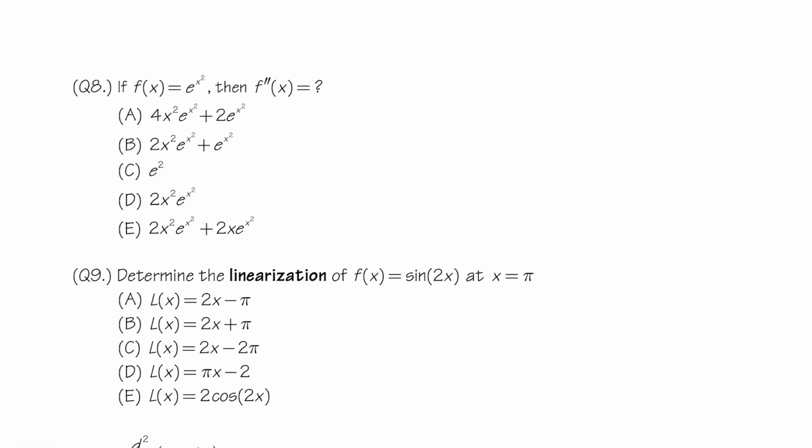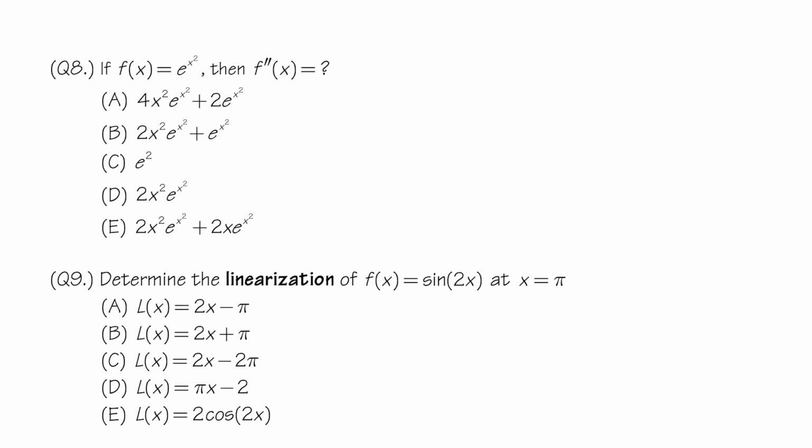Okay, number 8. We are going to find the second derivative of e to the x squared. So here we go. This is our function, and here is my first derivative. I'm going to just keep e to the whatever, right? The derivative of e to the whatever is just e to the whatever first. And then when you use the chain rule, we have the 2x here. So that's the first derivative.